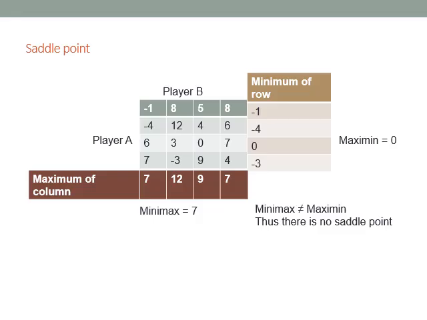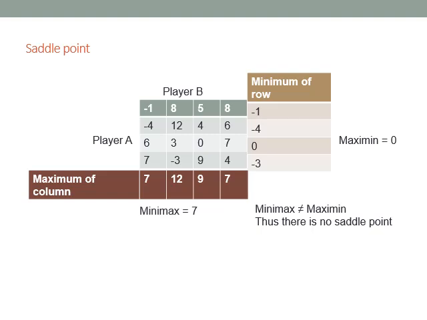So the condition of the saddle point has disappeared. In this case we couldn't apply the saddle point, or rather there is no saddle point, because there is no game value. Actually, there is no common value between minimax and maximin. Maximin equals 0 and minimax equals 7. That's why in this case there is no saddle point.